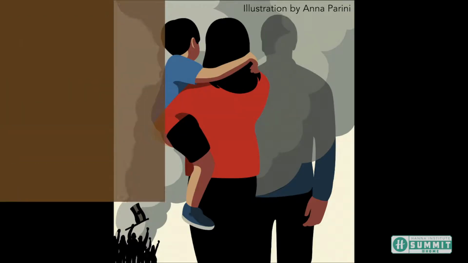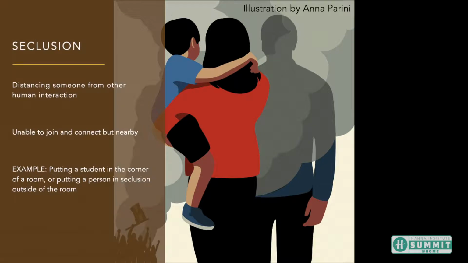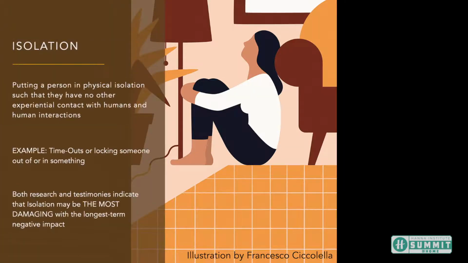When we talk about seclusion, that means distancing someone from other human interaction, meaning they're unable to join and connect, but they might be nearby. Oftentimes this might be moving them to a different side of the class, or moving them outside the door so they can still hear what's happening inside, but they are secluded from that space. The last domain, and perhaps the most vicious and damaging, is isolation. We define that as putting a person in physical isolation such that they have no other experiential contact with humans and human interactions. A great example is timeouts or locking someone out of or in something.